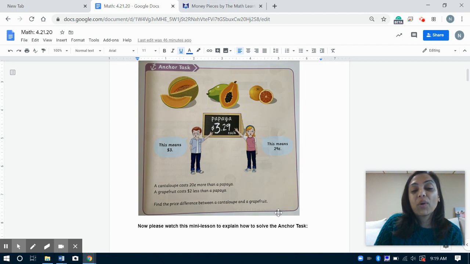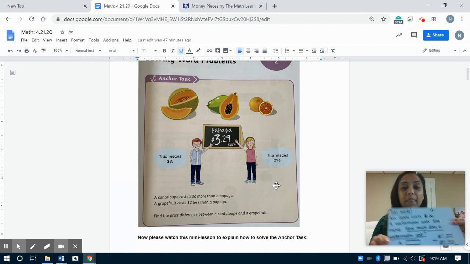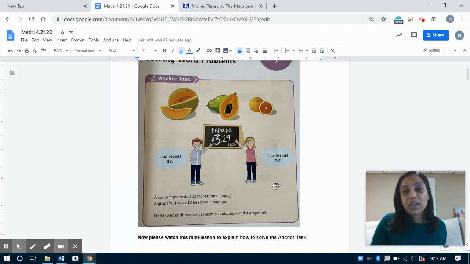Okay, if you can take some time right now to solve, and make sure you're using bar models and the standard column method, just like I showed you over here. And then when you're ready to see how the problem is solved, you can just unpause the video.